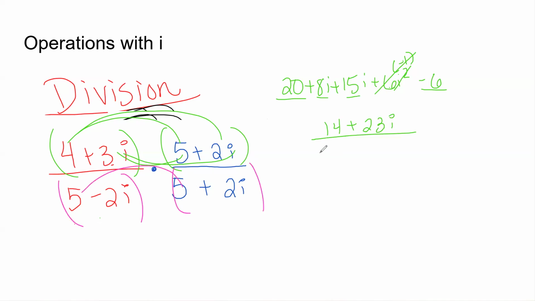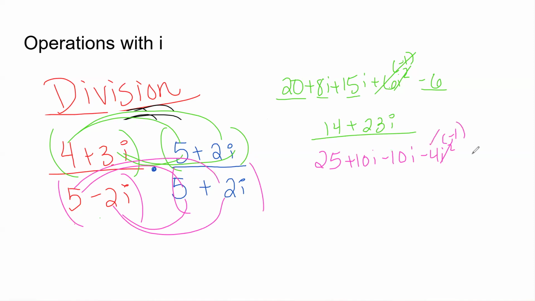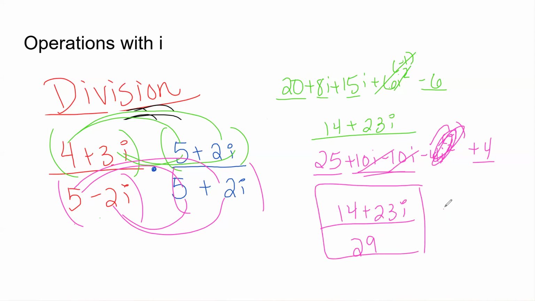5 times 5 is 25. That would be plus 10i, minus 10i, minus 4i squared, but that's really -1. Negative times negative, that's really plus 4. 25 plus 4 is 29, and this should cancel, and it does. Top is fine. This one does not simplify down. There's the answer.